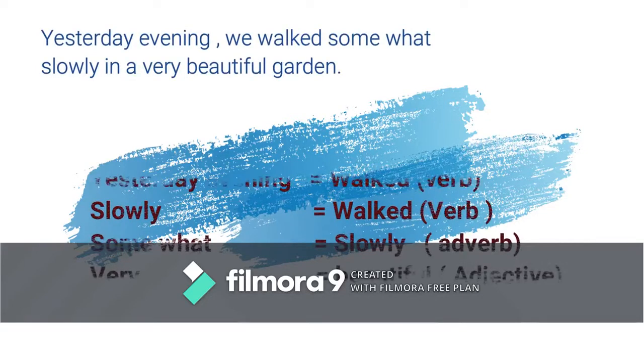Somewhat means something like a little. Somewhat slowly. Now notice that somewhat is actually giving us information about slowly. How slowly? Somewhat slowly. So that's an adverb giving information about another adverb. And there's yet another one, very. And that adverb is giving us information about beautiful, and beautiful is an adjective. So you see all of the different things that an adverb can do.